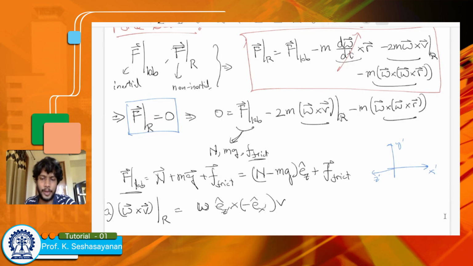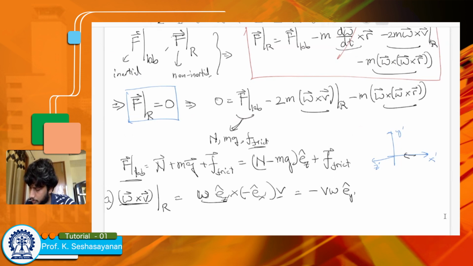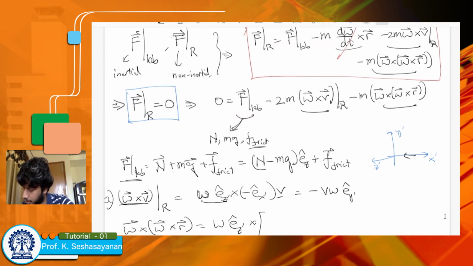Then this is nothing but omega cross v. Omega is omega ez prime hat. So this is in the z direction, and the ant is going inwards. So it's moving along this direction with the constant velocity v. So this gives ez cross ex, that there's a minus sign. So this is minus v omega ey prime hat. And we'll just also find omega cross r. So omega cross r is nothing but omega ez prime hat cross omega ez prime hat cross r, and r is nothing but r times ex prime.